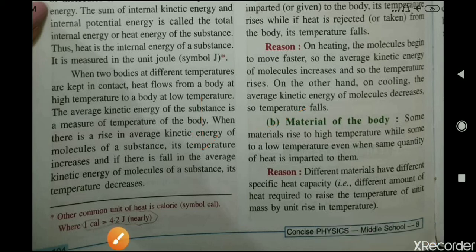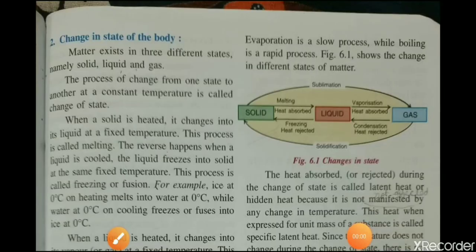So when a body is made up of different materials, some materials rise to a high temperature while others rise to a low temperature, even when the same amount of heat is imparted to them. The difference is there because of the specific heat capacity of that material. Second is change in the state of the body.